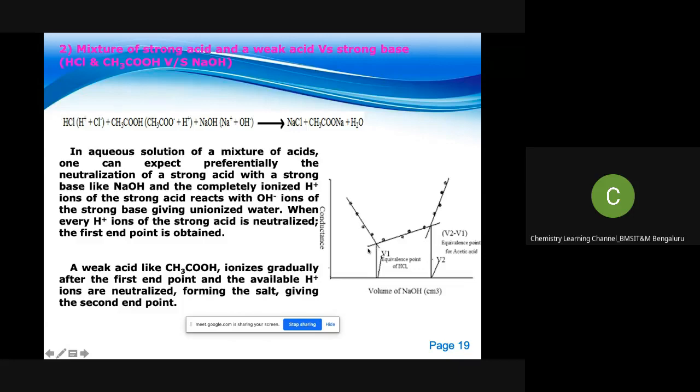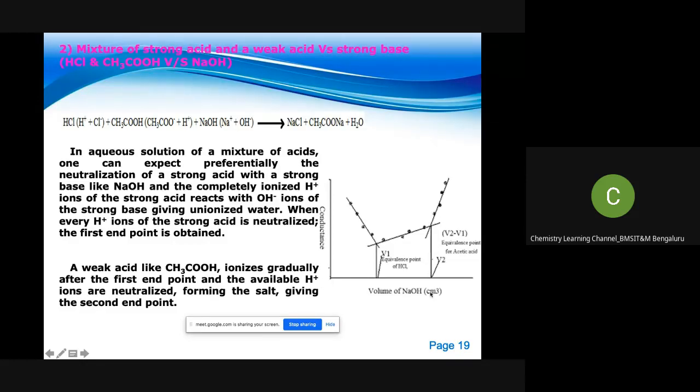So this is why we are going to get 3 lines here. Take the intersection point here. So this is V1. Take the intersection point here. Let this be V2. Okay, so now from 0 to V1, this point from 0 cc to V1 cc is the volume of the NaOH required to neutralize HCl.